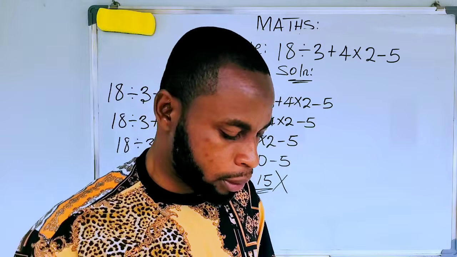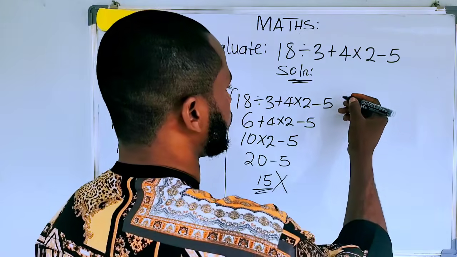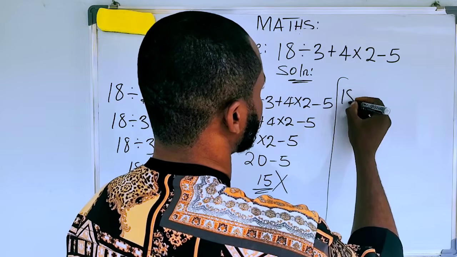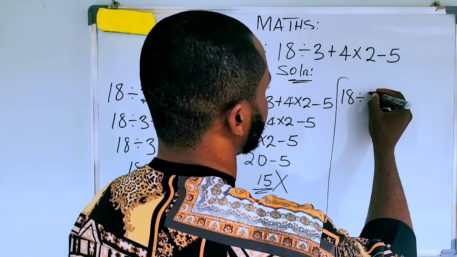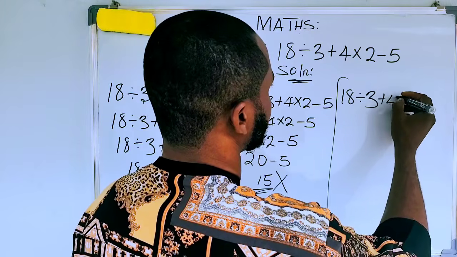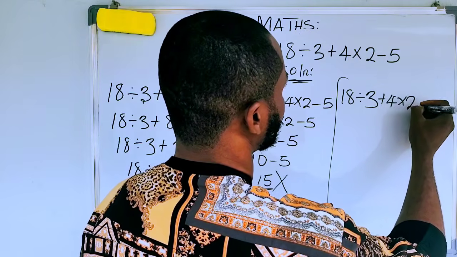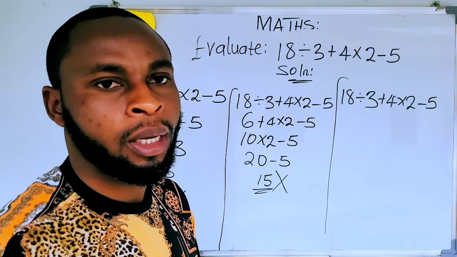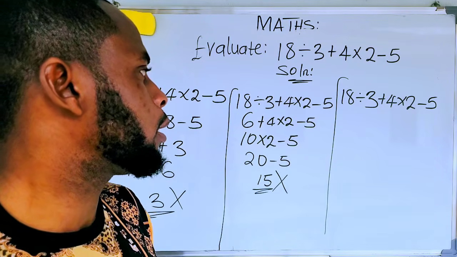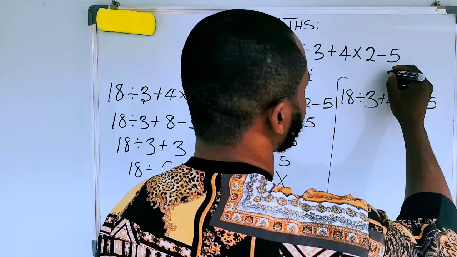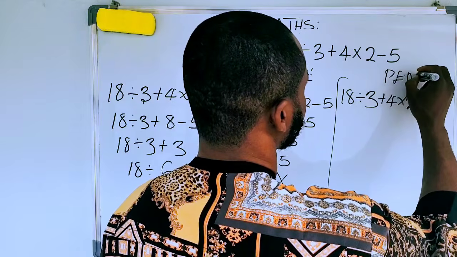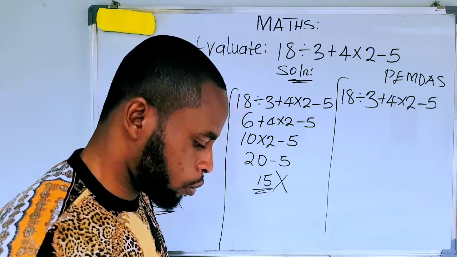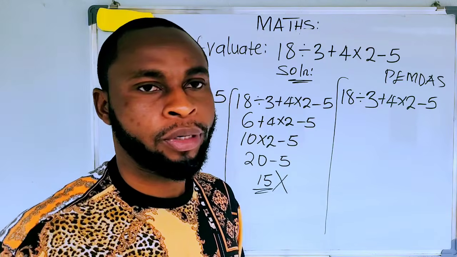Now, to solve this correctly, we are going to have this. You bring this down: 18 divided by 3 plus 4 multiplied by 2 minus 5. Here we are going to apply PEMDAS, or we use BODMAS.